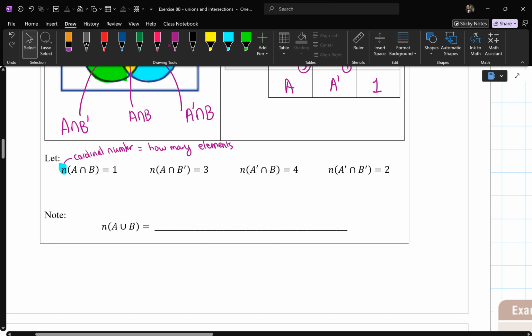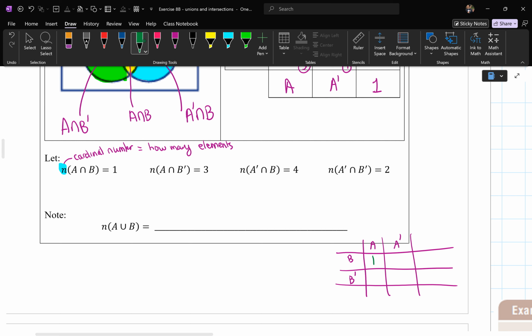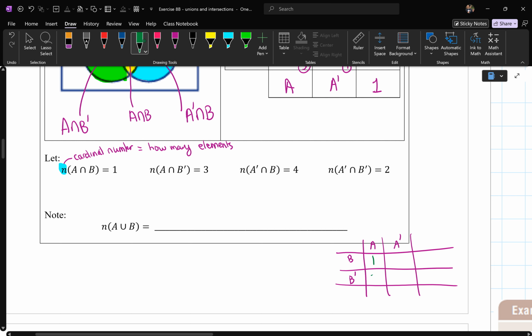So I'm going to draw a 2-way table so you can visualize this. So A dash, B dash. A intersection B, let's say there's 1 number there. So there's 1 number in A and B. Let's say the number of elements in A and not B, so A not B, is 3. So that means for A, there's a total of 4 units there, right?